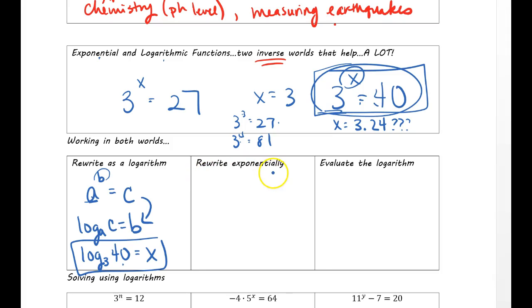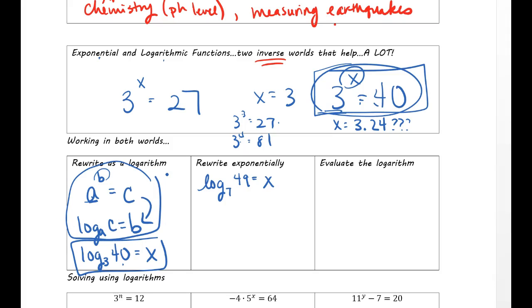All right, rewriting exponentially. So if I gave you, let's say, log base 7 of 49 equals x, and they tell you to rewrite it exponentially, then we work backwards. These two forms, you could go back and forth.